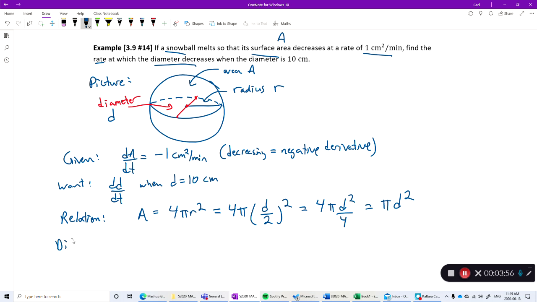Now what? I need to differentiate both sides with respect to time. Differentiate with respect to t. It's always with respect to time for related rates. Things are changing in time. So I get dA dt, and then what's the derivative of pi d squared? To bring down the 2, I'll put it right in the front. 2 pi d to the power of 1 times the derivative of d.